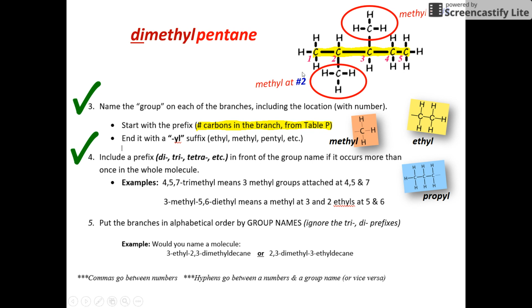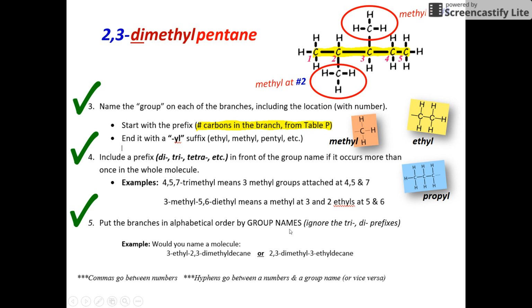So in this case, we got a methyl at number 2 and a methyl at number 3. We're going to call this 2,3-dimethylpentane. Okay, now rule number 5 doesn't apply in this case. It would only apply if we have an ethyl group and a methyl, or a methyl and a pentyl, some different groups that are attached to it. So you name them in alphabetical order by their group names. So in this example, would you name a molecule 3-ethyl-2,3-dimethyl or 2,3-dimethyl-3-ethyl decane?